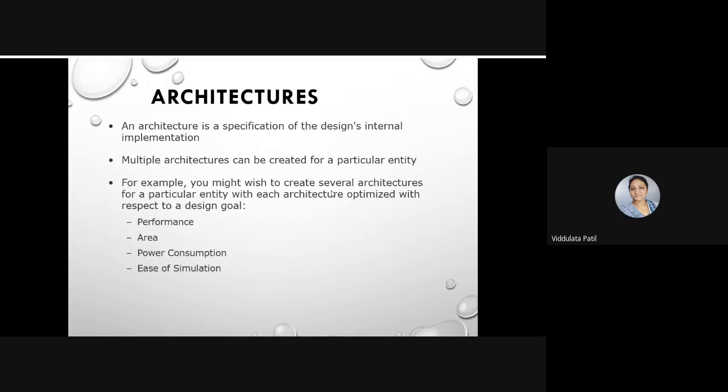Now let us move forward and see the third unit of the basic VHDL course, that is architecture. Now what is architecture? Architecture is a specification of the design's internal implementation. In an entity we have the outside or external view of that implementation, but in an architecture, the internal circuitry is specified. So if we have a single entity, we can have multiple architectures for it.